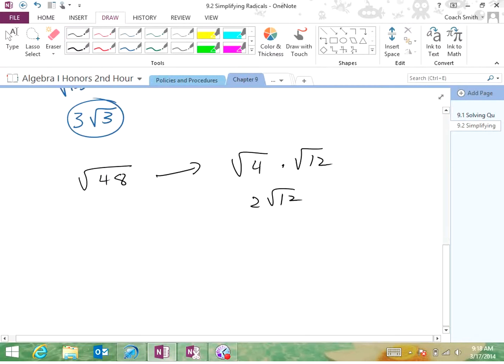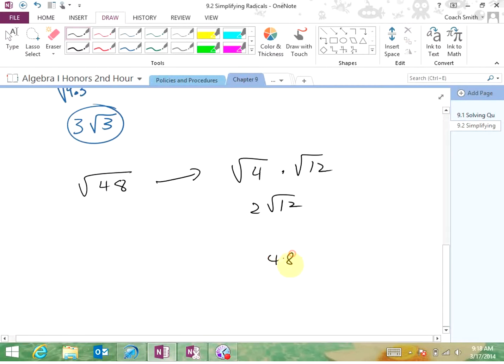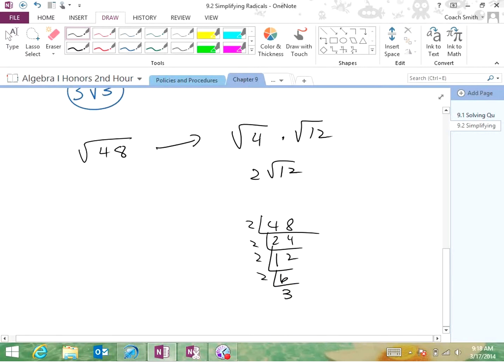Okay, so you've got to look for the highest factor as well that is a perfect square. Now, the other way that you can do it is you can simply do this. If we prime factor 48, okay, and we list everything in pairs. So this is the square root of 2 squared times 2 squared times 3.